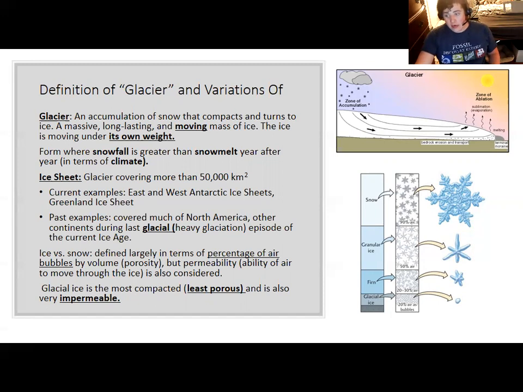Now, an ice sheet is the specific type of glacier found in Antarctica. It is a glacier that covers more than 50,000 square kilometers, and there's only 3 true examples of ice sheets that still exist today. Those are the Greenland ice sheet and then the 2 Antarctic ice sheets, the East and West Antarctic ice sheets. Now, during the last glacial episode of the current ice age, and that is the period in which the glaciers were at their greatest extent, the ice sheets covered much of North America as well as many of the other continents.